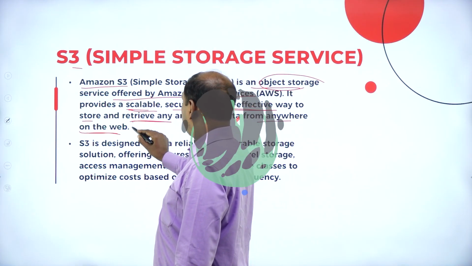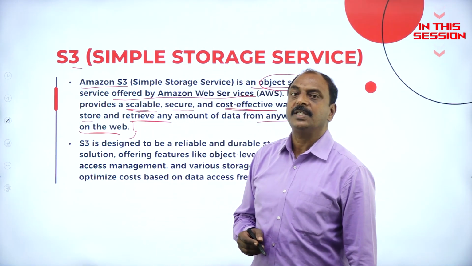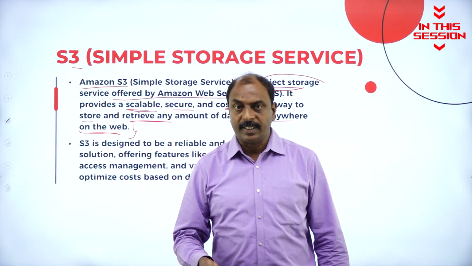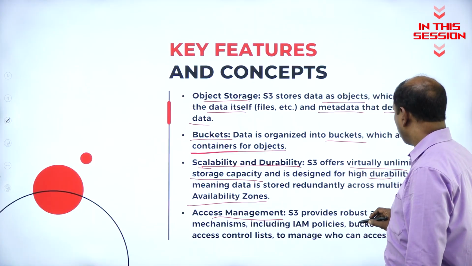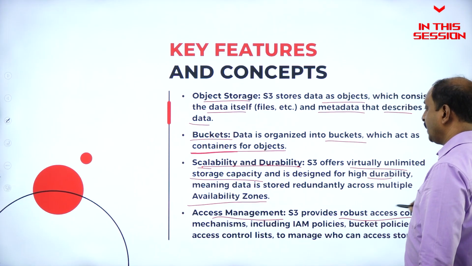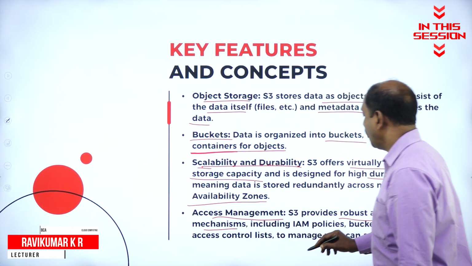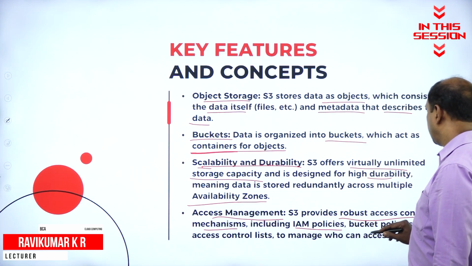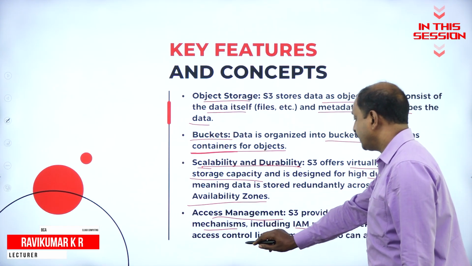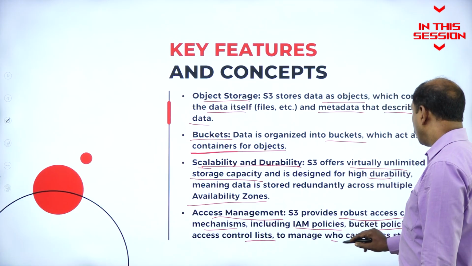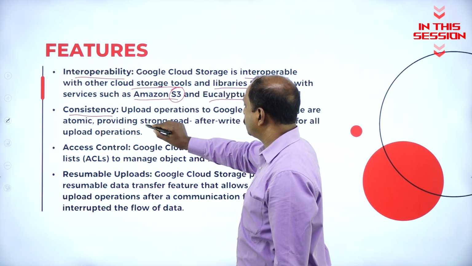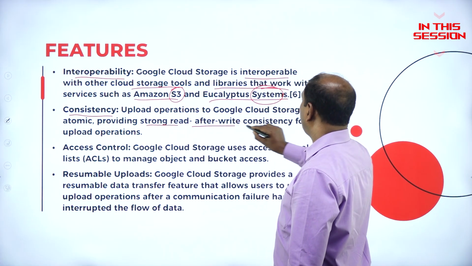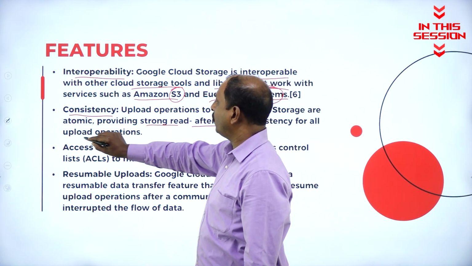With the help of interface, that is through web interfaces, it is possible to access and store the data and S3 services from Amazon. It's going to provide robust access control system or mechanism, including IAM policies, bucket policies, and access control list, manage who can access the stored data. Upload operations to Google Cloud Storage are atomic, providing strong read after write consistency for all upload operation.